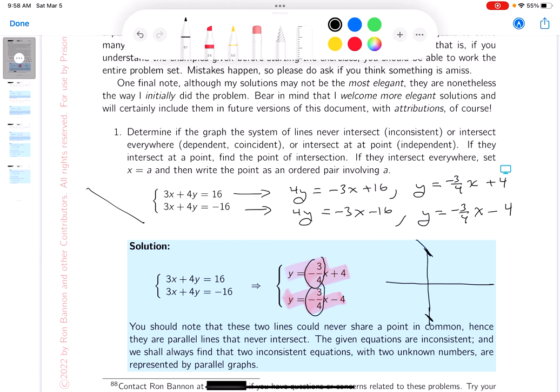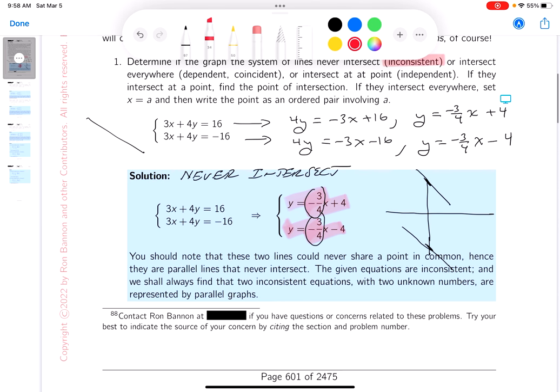which means you're going to follow a path like this. Will they ever intersect? They'll never intersect. So these lines never intersect. All right. What does it mean to never intersect? We say they're inconsistent. All right.